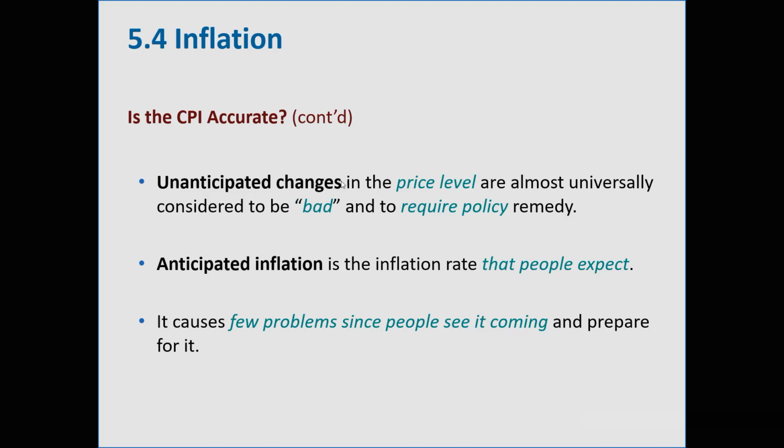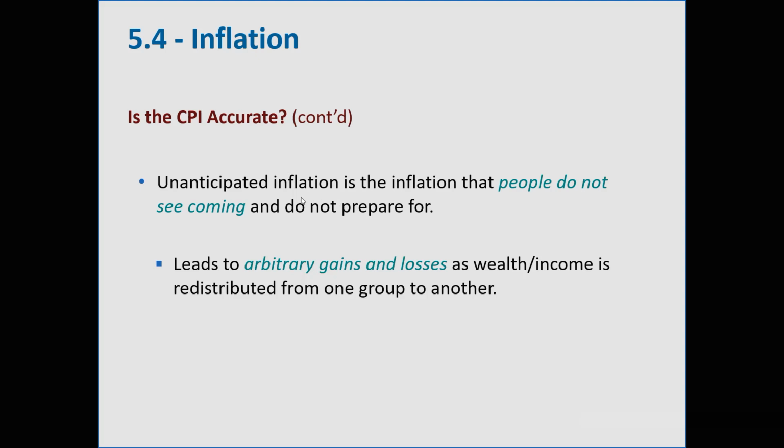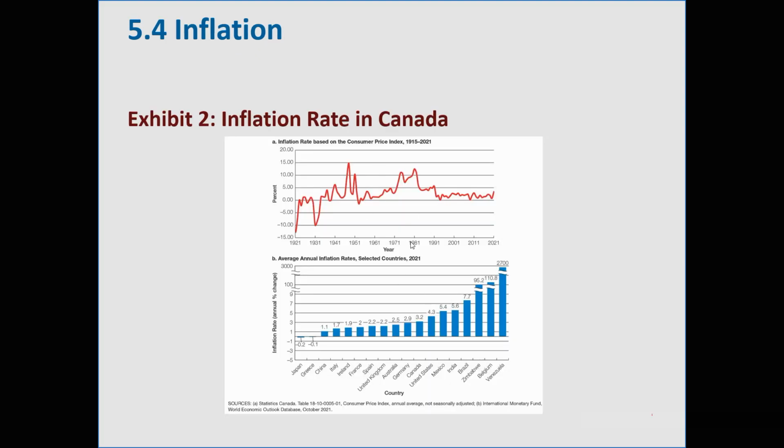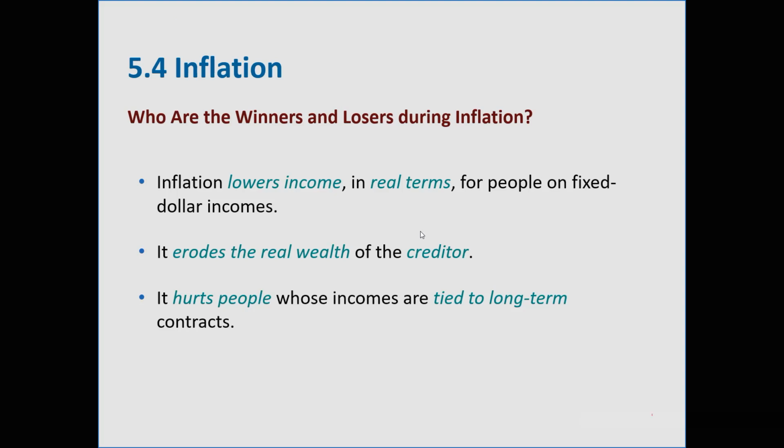But unanticipated changes in the price level are almost universally considered to be bad and to require policy remedy. In other words, the government has to do something about that. So unanticipated inflation is the inflation that people do not see coming and do not prepare for. And it leads to some people gaining and some losing, and what we call wealth or income redistribution from one group to another. So here you have diagrams of how inflation has changed from time to time.